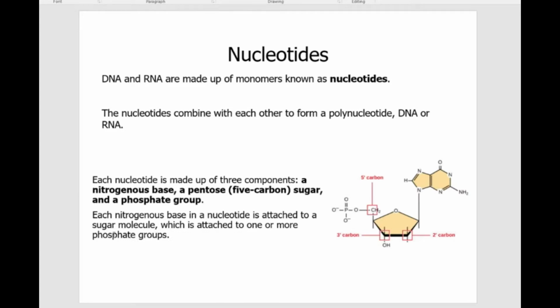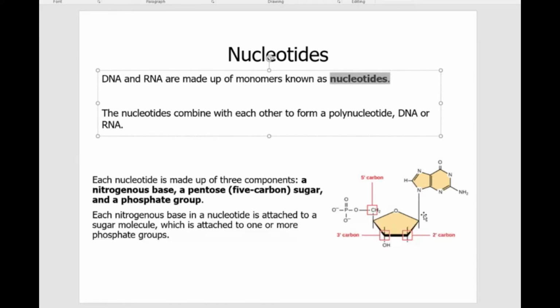We are going to first look at the monomer of nucleic acids. So nucleic acids can be very long chains, so they can be really, really big. And those long chains, those polymers, are made up of monomers, right? The subunit. So for DNA and RNA, the subunit is called the nucleotide. Nucleotides. So remember that, this is very important.